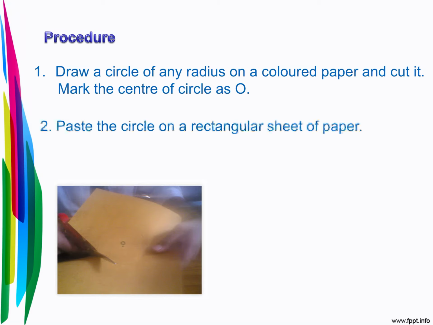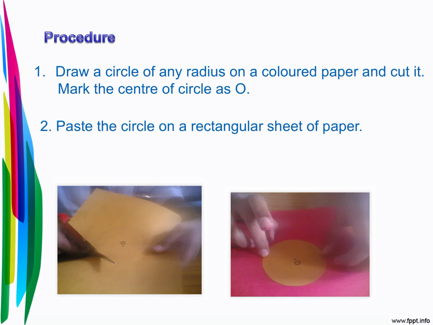Next step is to paste the circle on a rectangular sheet of paper. After cutting the circle and marking the center of the circle as O, we are going to paste this circle on a rectangular sheet of paper. Make sure that the colors of the two sheets are different.